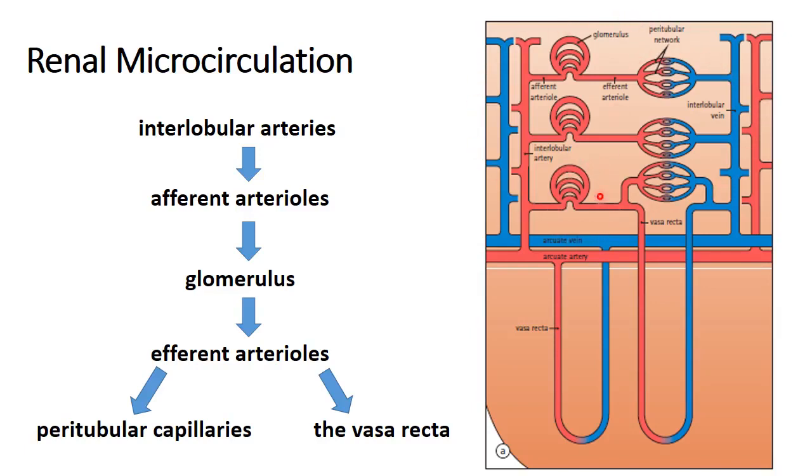In the nephrons that are close to the medulla, we have another type of branches that either arise from the efferent arterioles or arise immediately from the arcuate arteries, and they accompany the loop of Henle and collecting duct during their passage in the medulla, and these are called vasa recta.